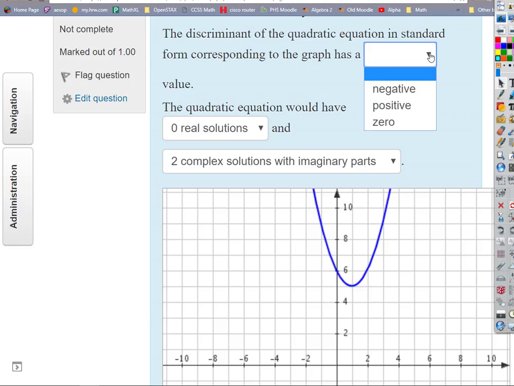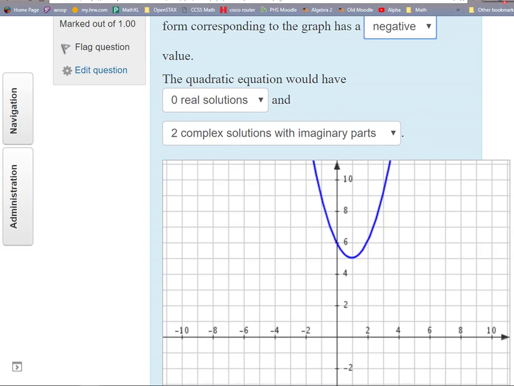So we'd kind of work backwards on this one, wouldn't we? Based on the graph, we can see that we've got 0 real solutions, which means the discriminant that goes with that has to be negative, even though we don't know what the function even is, right? But whatever it is, its discriminant would have to be negative. So it's like doing a puzzle backwards.